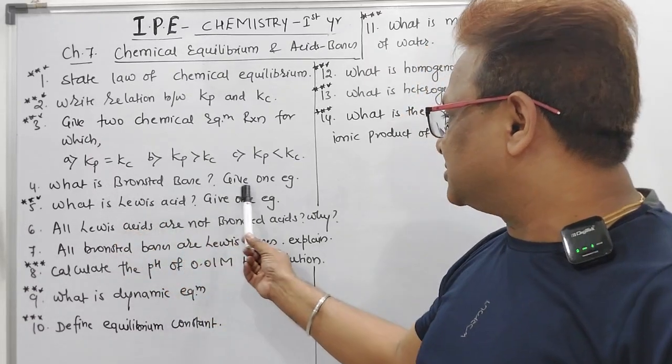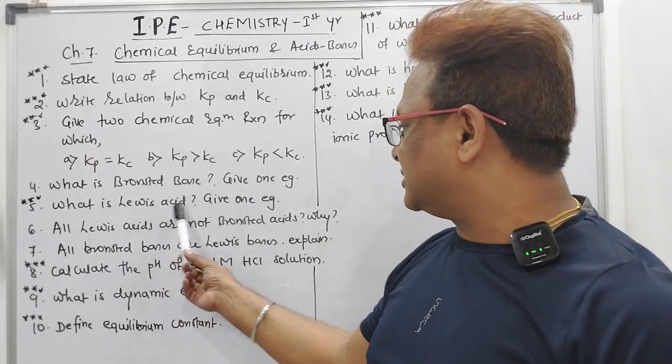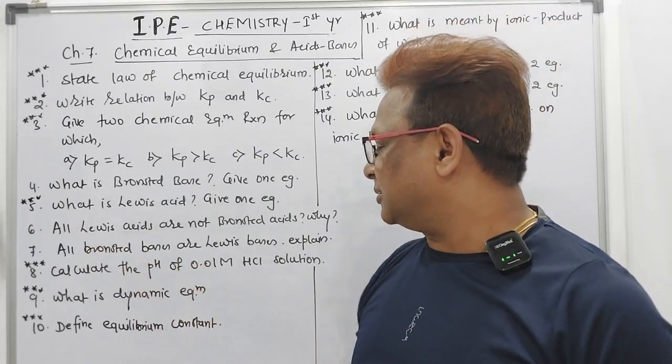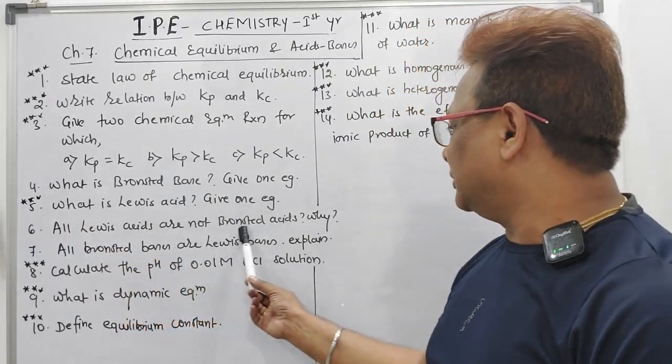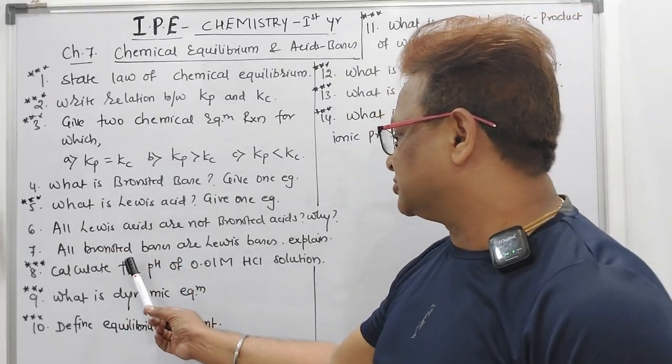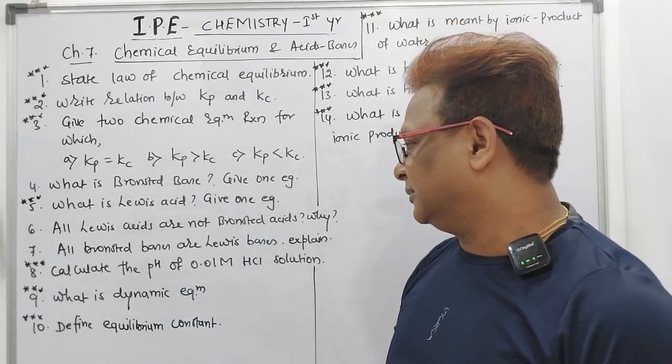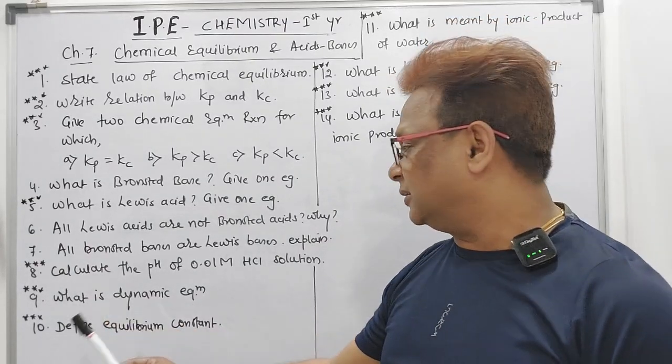What is a Bronsted base? Give an example. What is a Lewis acid? Give an example. 3 star. All Lewis acids are not Bronsted acids. Why? All Bronsted bases are Lewis bases. Explain. 3 star question.